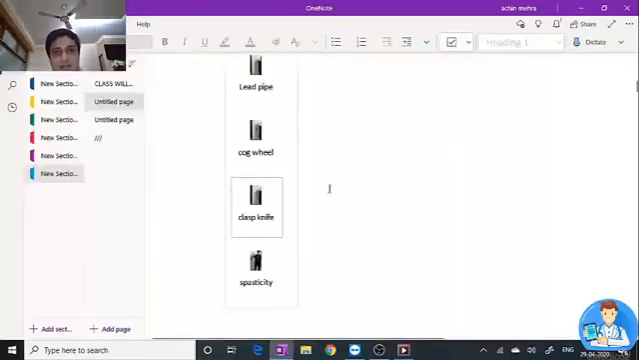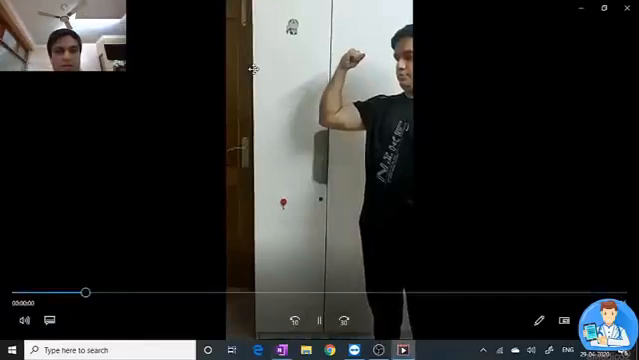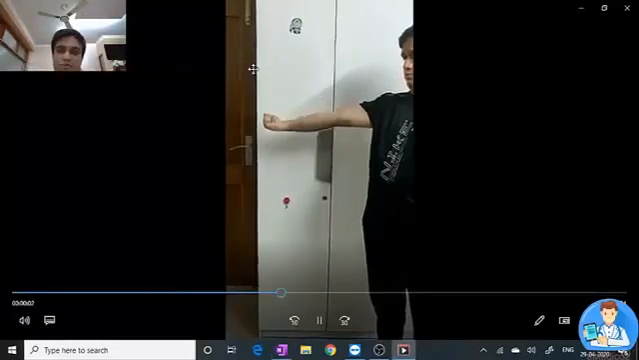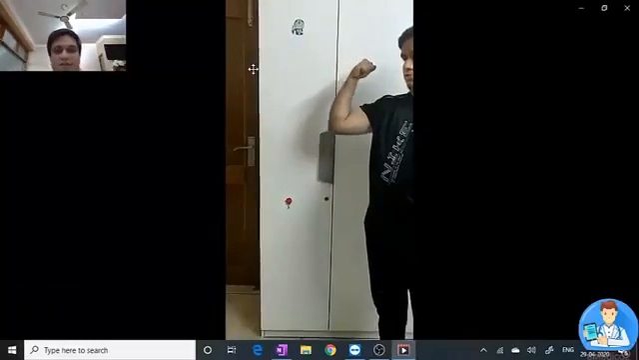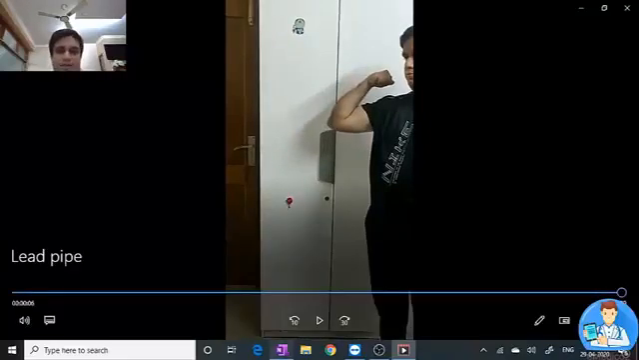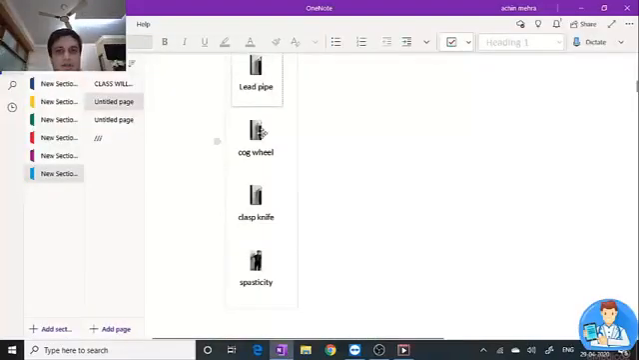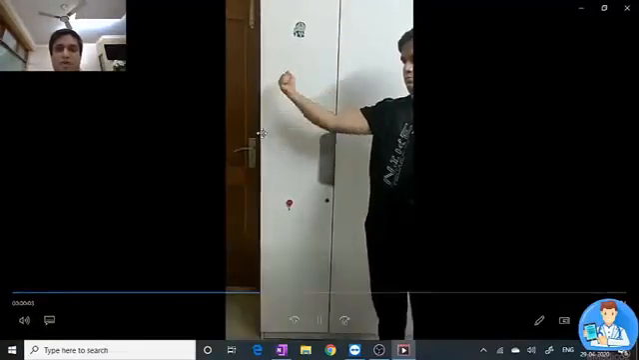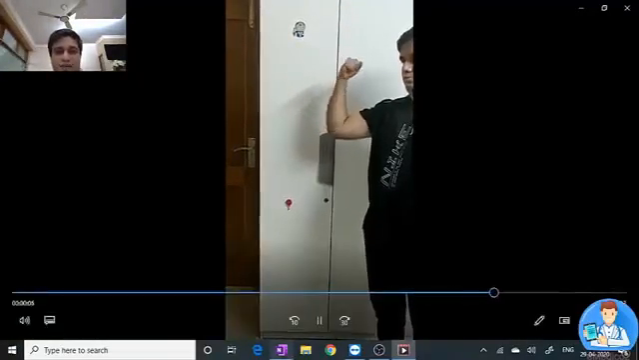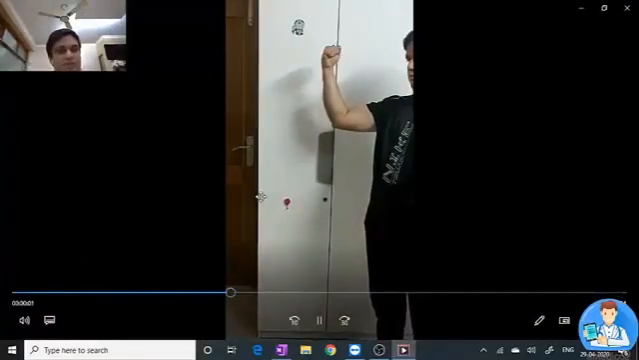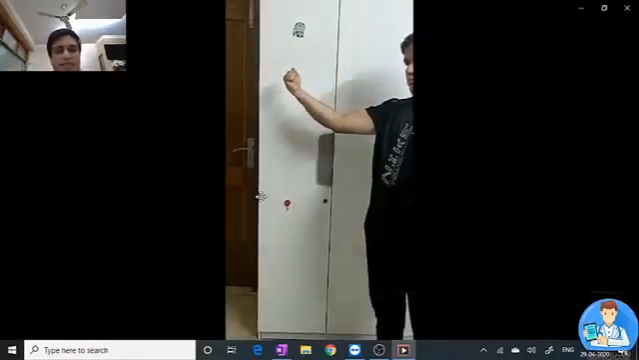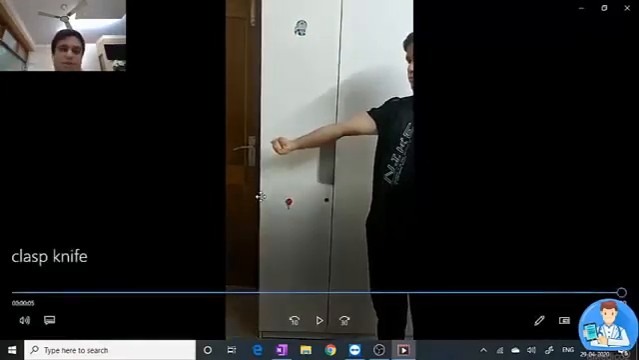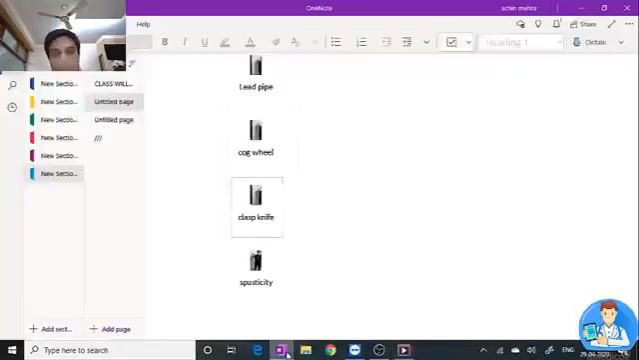So it's very simple. Some people want to see it again. This is the same throughout in extension and flexion, that you come across the lead pipe rigidity, right? This one comes with an interruption in between, that is your cogwheel rigidity. And this one is the rigidity which is present initially, and at the last part it gives way. That's a clasp knife rigidity.